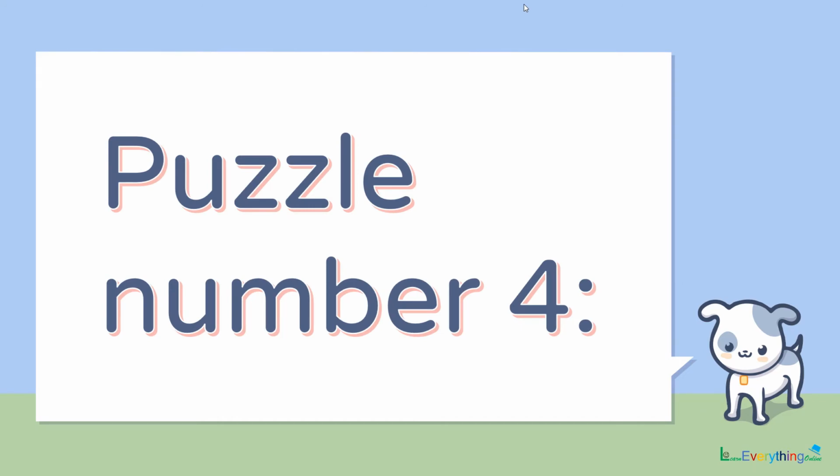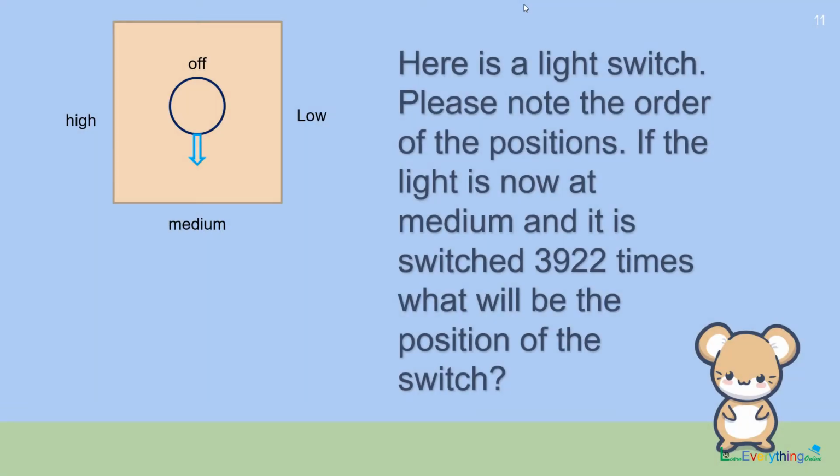Puzzle number 4. Here is a light switch. Please note the order of the positions. If the light is now at medium and it is switched 3922 times, what will be the position of the switch?